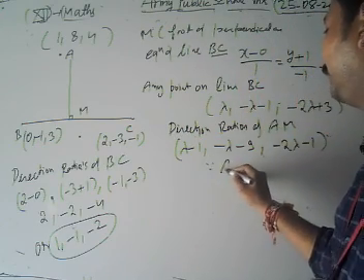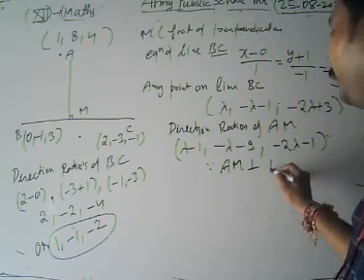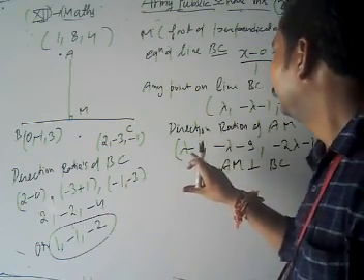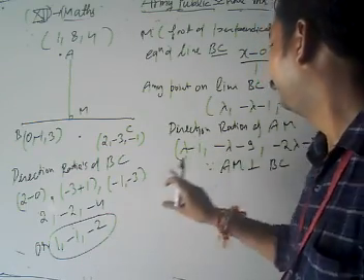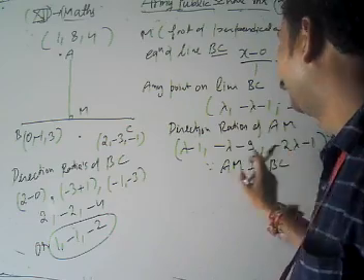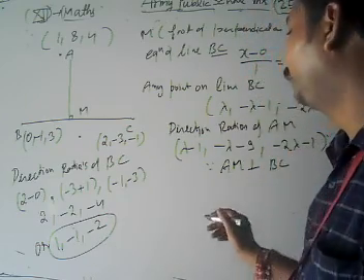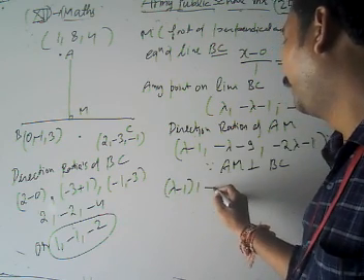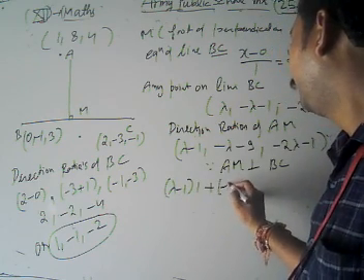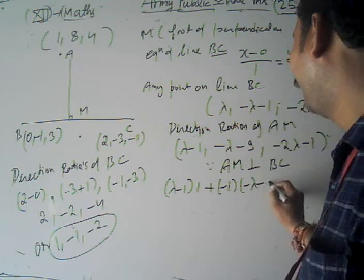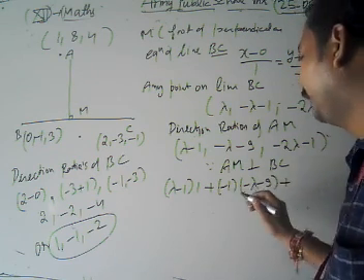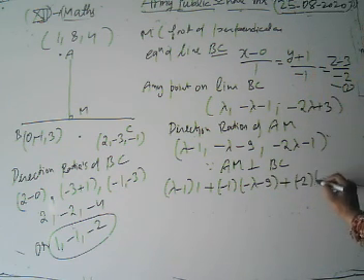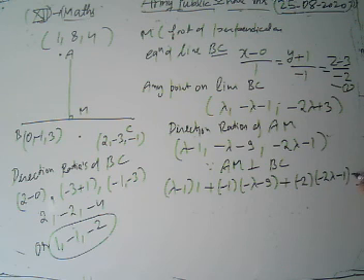Now since AM is perpendicular to BC, the sum of these products must be equal to 0. Then (lambda minus 1) into 1 plus (minus 1) into (minus lambda minus 9) plus (minus 2) into (minus 2 lambda minus 1) equals 0.